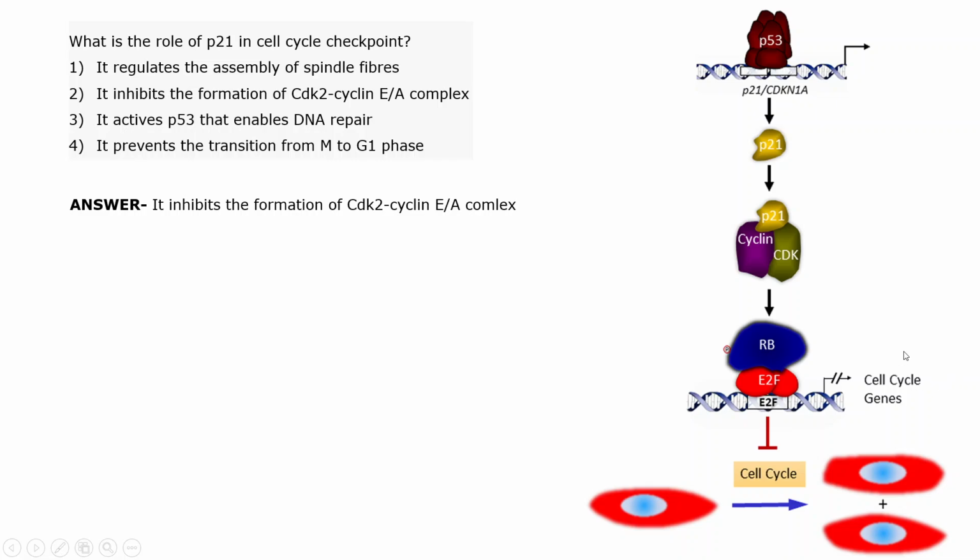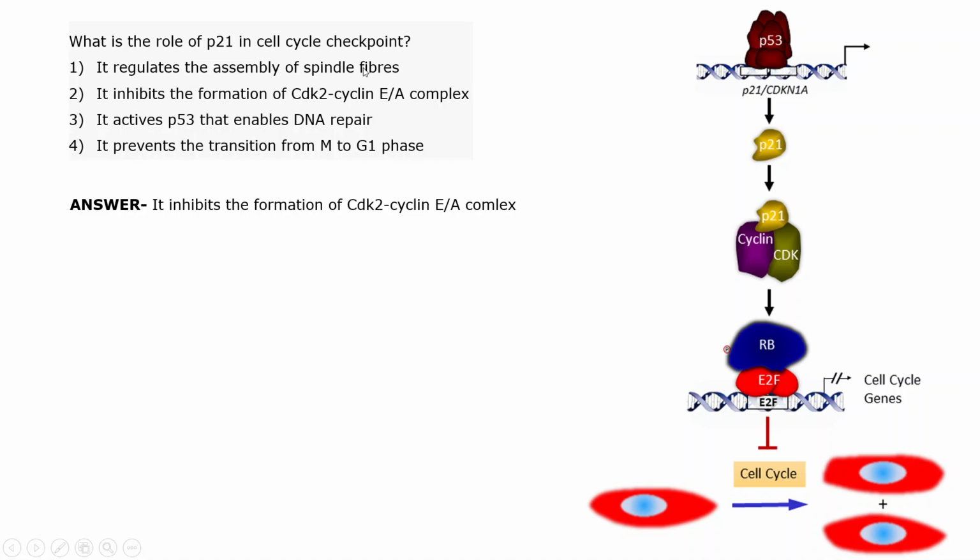Whenever S phase cyclin genes are not synthesized, the cell cycle arrest happens at the start checkpoint. So this is how the start checkpoint is regulated by P53 as well as P21 along with the RB E2F transcription factor complex. RB remains attached to E2F, so S phase genes are not synthesized, and the transition from G1 to S phase cannot take place. So that's how this start phase checkpoint works.